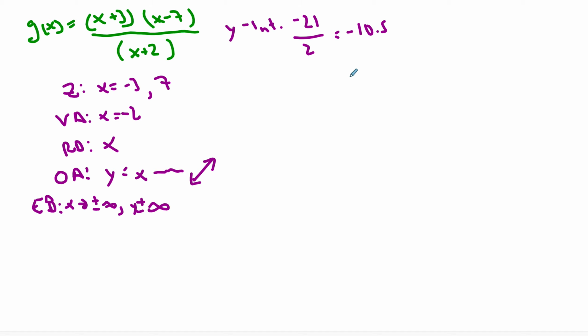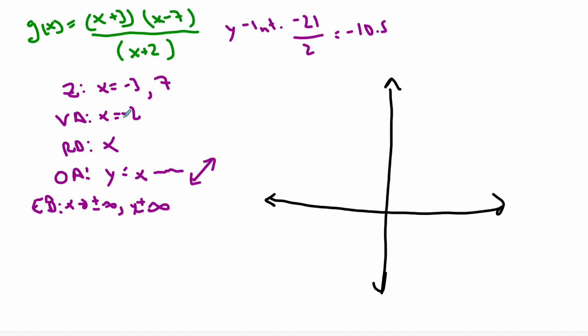So now what we can do is we can sketch our graph, or start the sketch of our graph. We know we have one vertical asymptote at negative 2, right? So it's going to be a vertical line does not cross. We know it has zeros at negative 3, and positive 7. We know it has a y-intercept of negative 10.5.